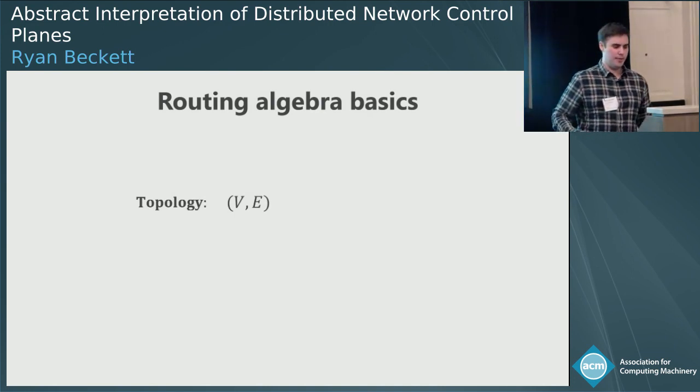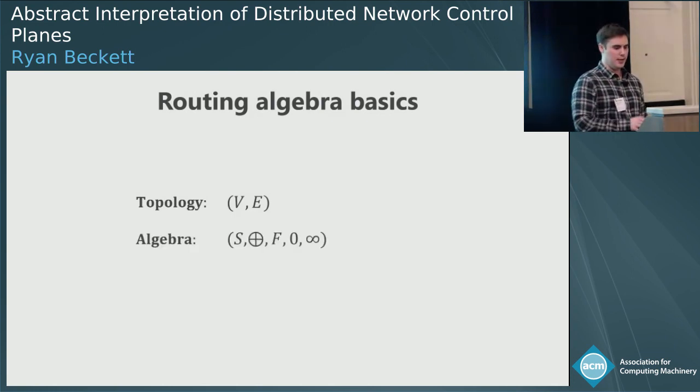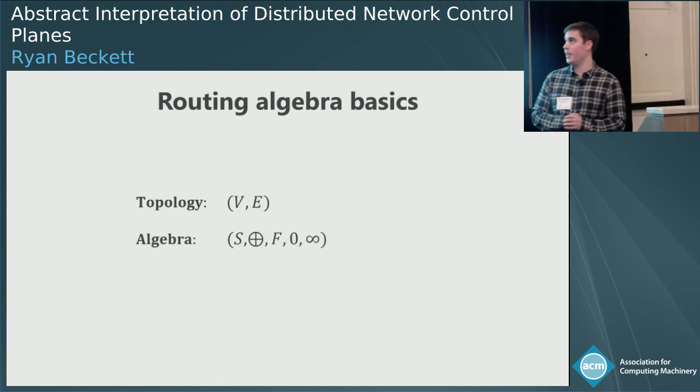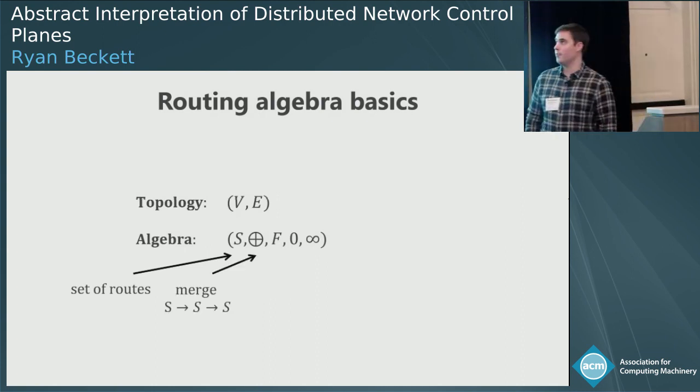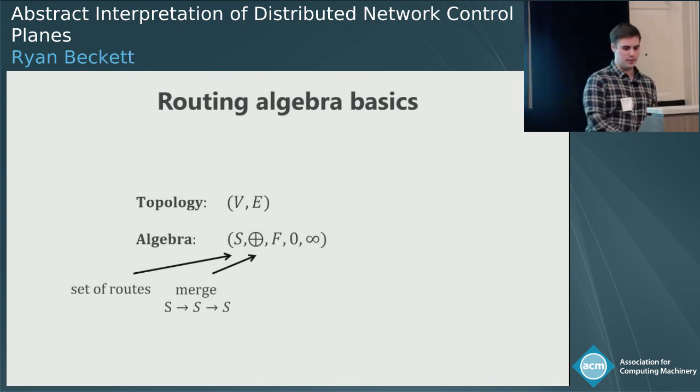So routing algebra for a network, which you can view as a topology with some vertices and edges, is a 5-tuple. And I'll explain each of these components. So it has a set of routes. These are the messages that the routers pass back and forth. It has a merge function, which describes how routers combine messages that they learn from two different neighbors.